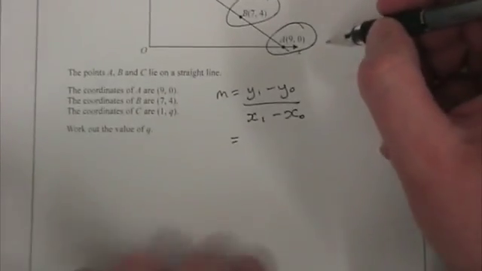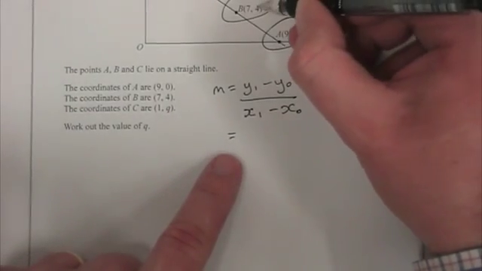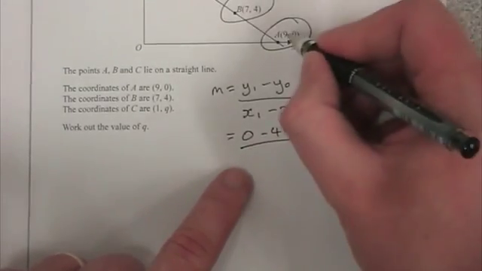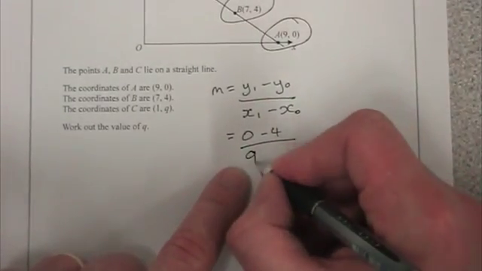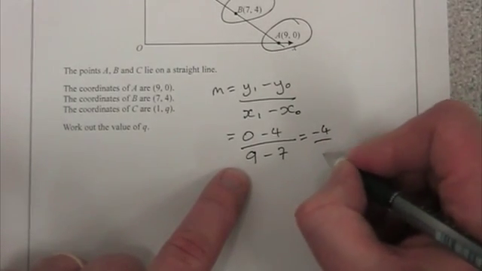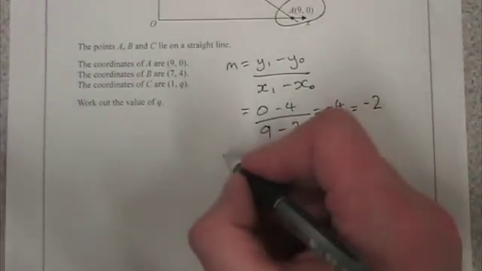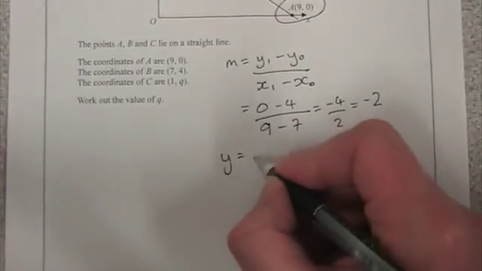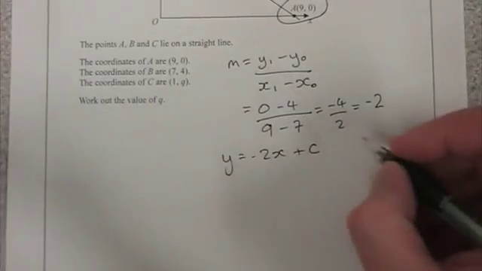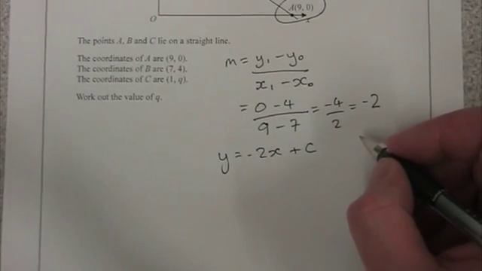So the second y coordinate is 0, and then the first one is 4, so it's 0 take 4, over 9 take 7, which is minus 4 divided by 2, which is minus 2. So now we know in the equation y equals mx plus c, well it's minus 2x plus c. So we haven't got the complete equation yet, but we're getting there.